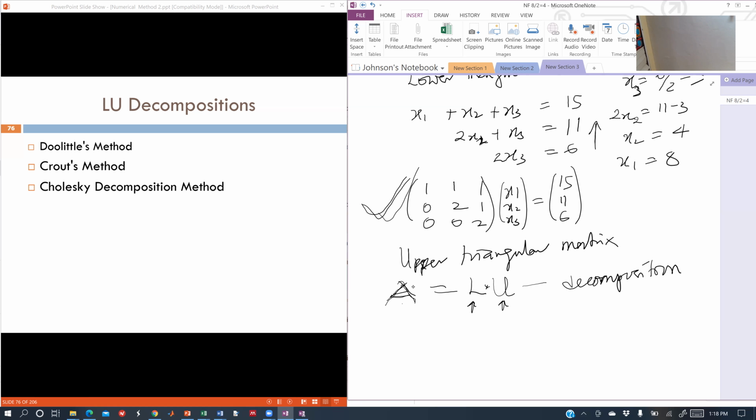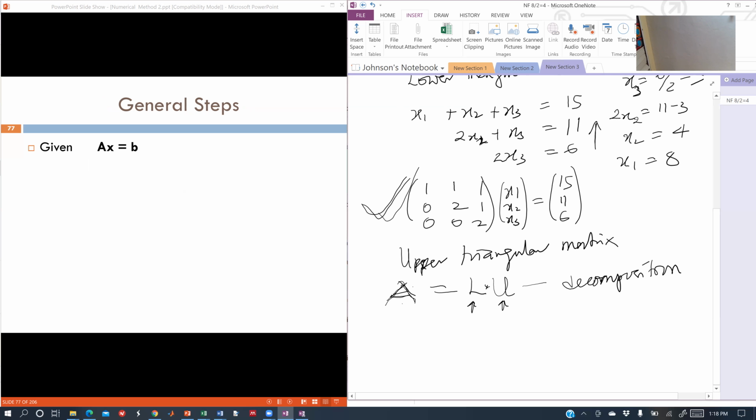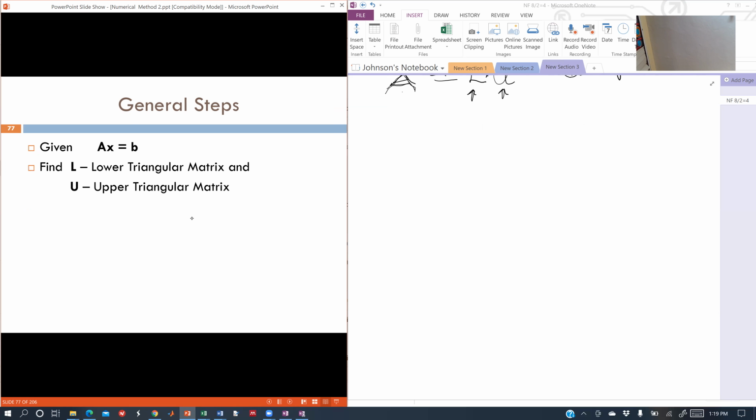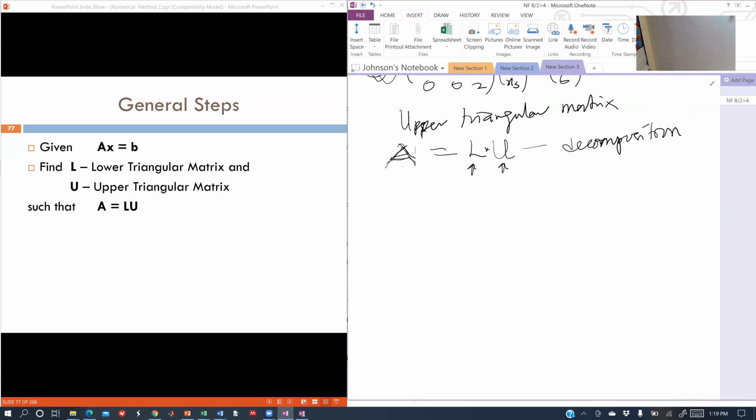So eventually we will come through the same set of solution procedure after the decomposition is done. So what are the general steps of the LU decomposition? As I said earlier, we are solving a system AX is equal to B. So we try to set A to two matrices, a lower triangular matrix and an upper triangular matrix, such that A is equal to L times U. And then in place of A, we put our L times U.